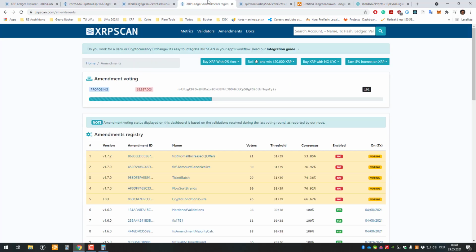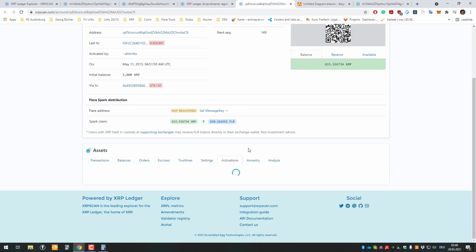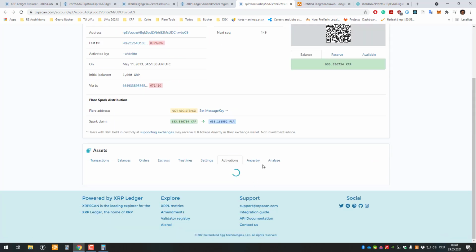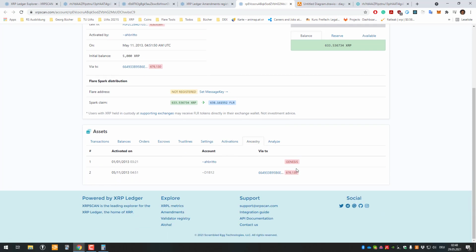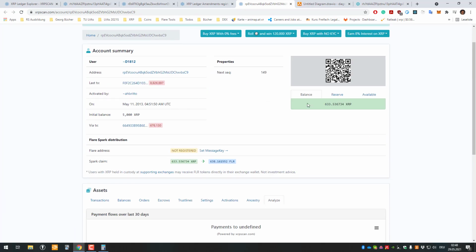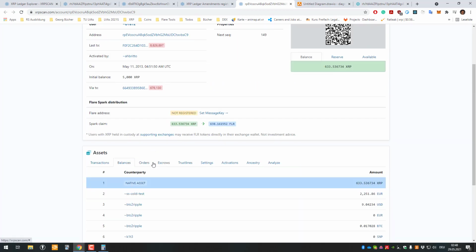Right, so that's basically it. You can look up all the transactions, check out everything a little bit. You can also see here the activations, for example, which accounts a bidder activated. It's probably taking a little longer here. We can look at the ancestry. Yeah, right, so we can see which accounts he activated, quite a lot. We can look at the ancestry, which accounts were the first. We can analyze how many payments there were and so on. And we can see the trust lines, the escrows which were created, and so on.